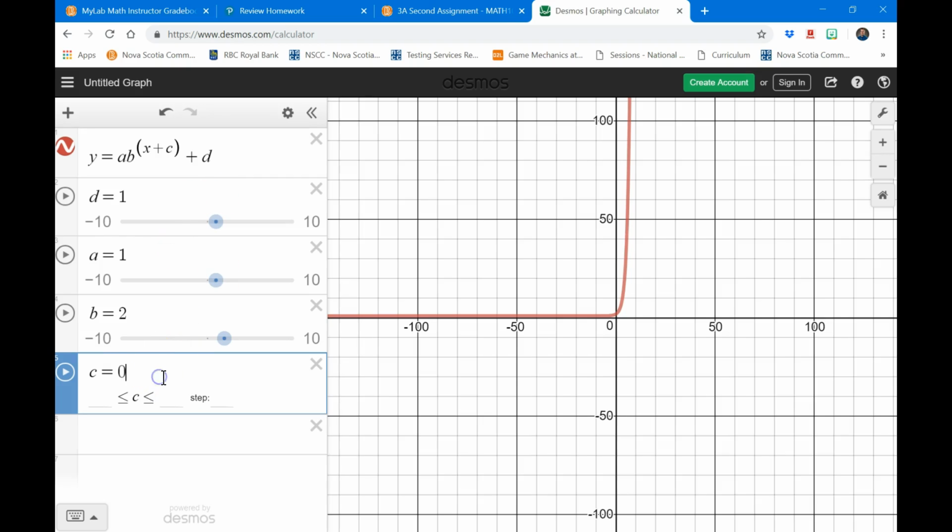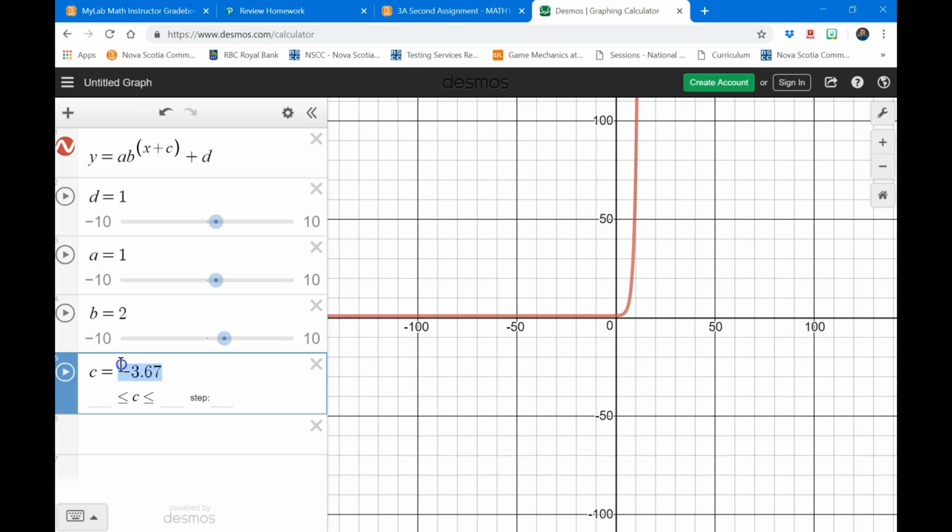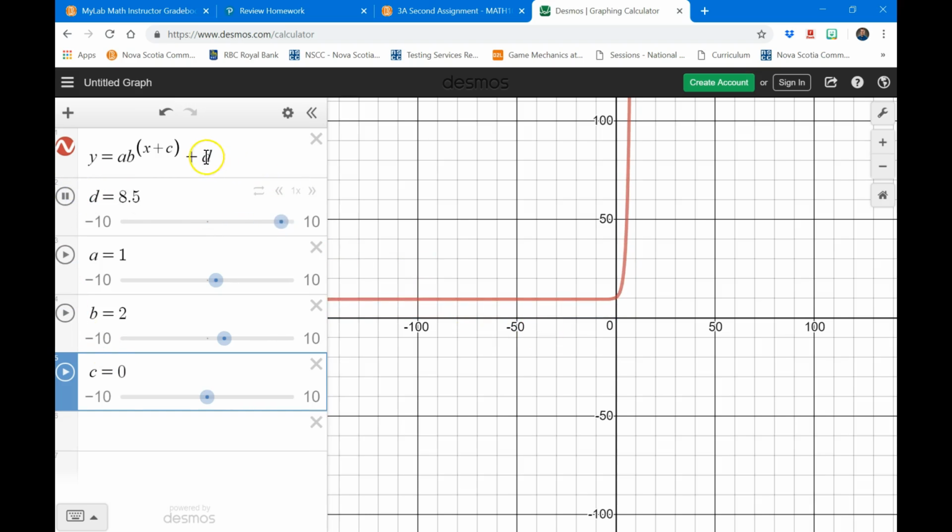Now if I increase values here, or I just play this, watch what happens. Sorry, I'm playing C, wrong number. Let's make C 0, let's play D. So we can see now D, because this number out here, this is the vertical shift, so we're shifting the whole function, or all values of the function, up or down. So that's a thing as well.